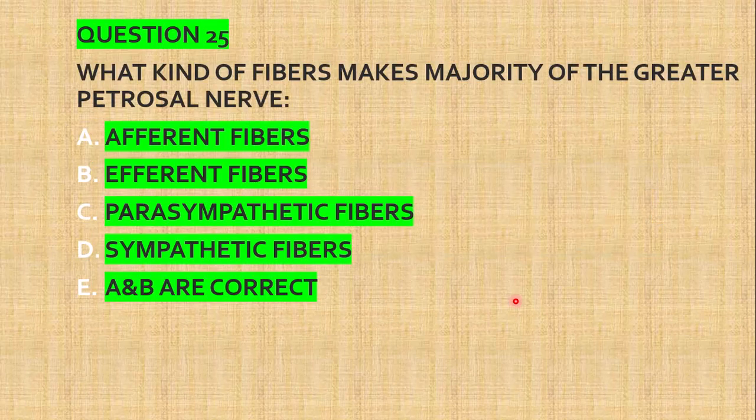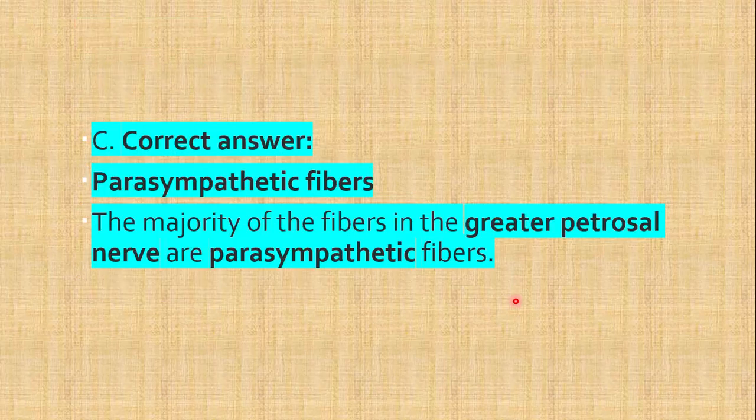Question 25. What kind of fibers makes up the majority of the greater petrosal nerve? You see that it's a great nerve, so it has multiple types of fibers. But what forms the majority? A. Afferent fibers. B. Efferent fibers. C. Parasympathetic fibers. D. Sympathetic fibers. E. A and B are correct. The answer to this question is parasympathetic fibers, option C. So the parasympathetic fibers form the majority of the greater petrosal nerve.